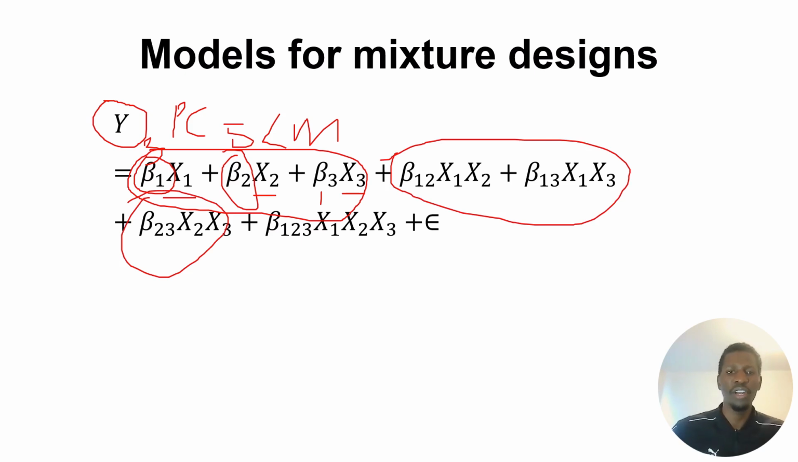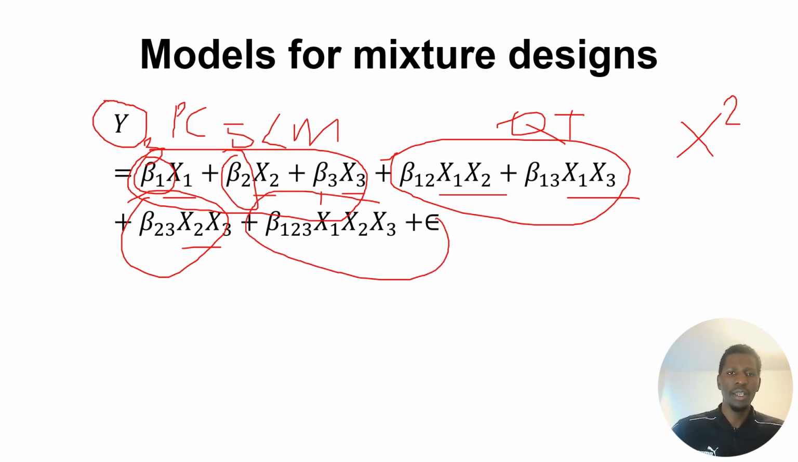And here, also notice the difference between the quadratic term of a process model and that of a mixture model. In the process model, x2 is raised to the power 2, whereas in a quadratic model for mixture designs, it's just the double interaction between the component proportions. And the special cubic term is actually the interaction between all the components. And of course, E is the experimental error.